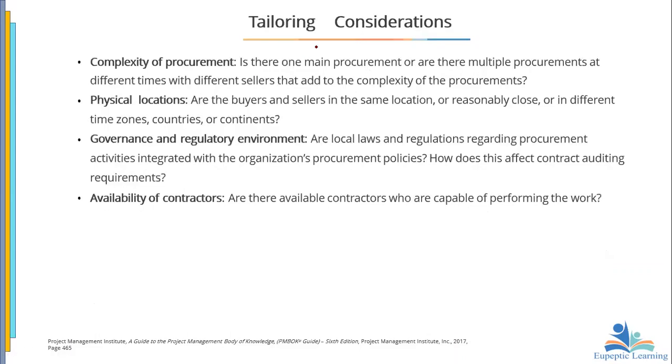Tailoring considerations. The complexity of the project will determine the complexity of the procurement. Physical locations tend to also affect the type of procurement that we do. The government and regulatory environment also affect it. And then the ability of contractors: are there available contractors who are capable of performing the work? These are things that you need to look at.